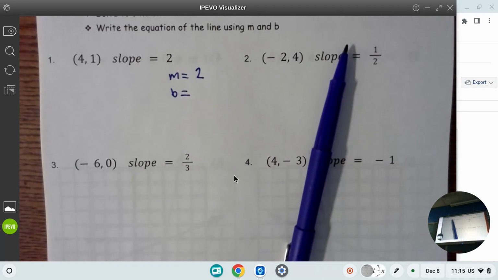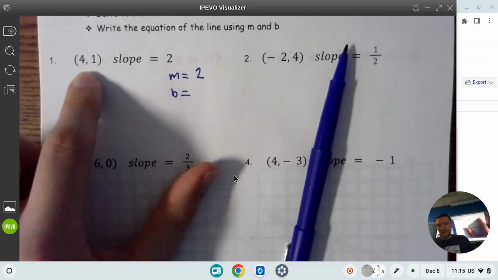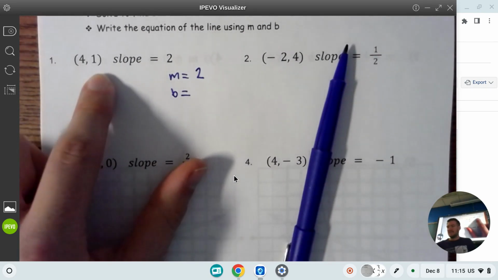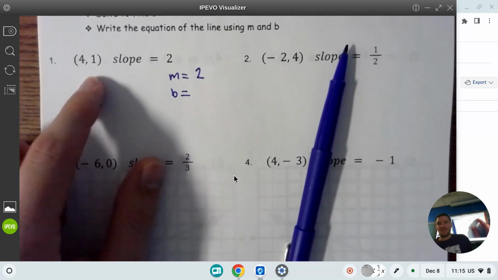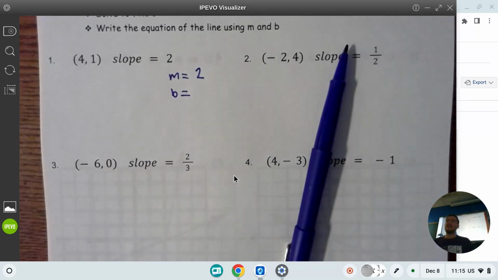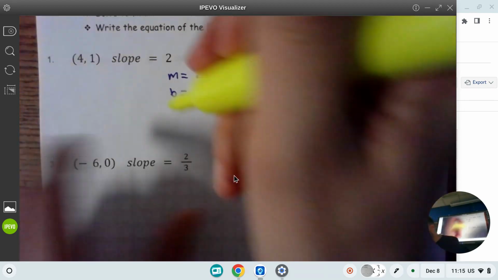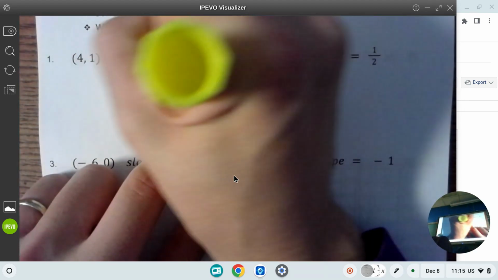Alright. Welcome back. Now the b is missing, okay? Is the 4 considered a b number? No. Is the 1 considered a b number? No. Is the 2? No, the 2 is a slope. So the b is a mystery. Our entire question here is going to be trying to find b.